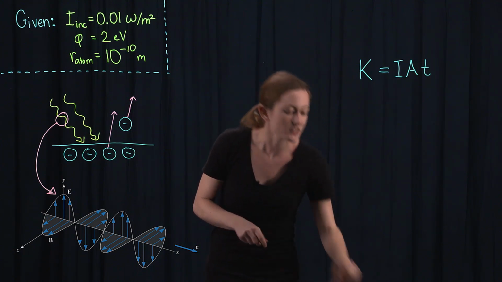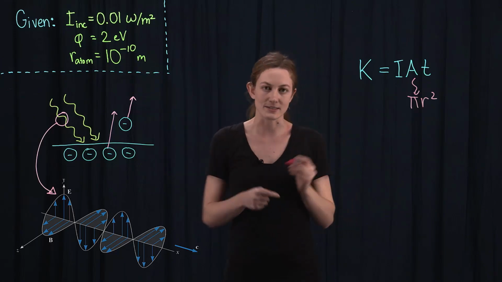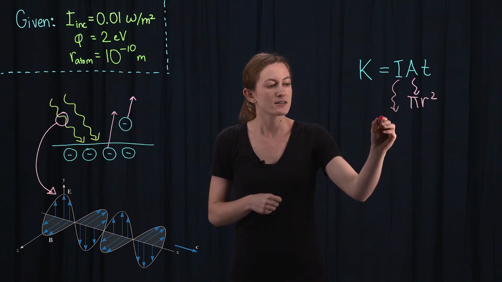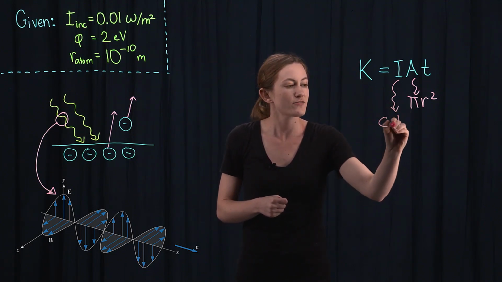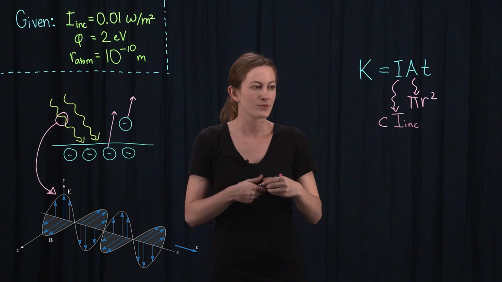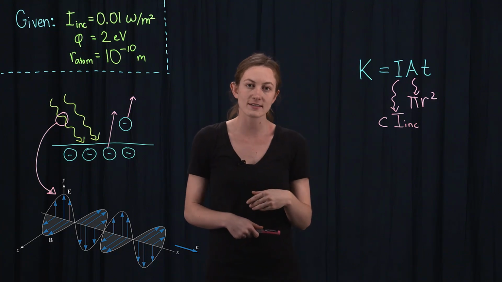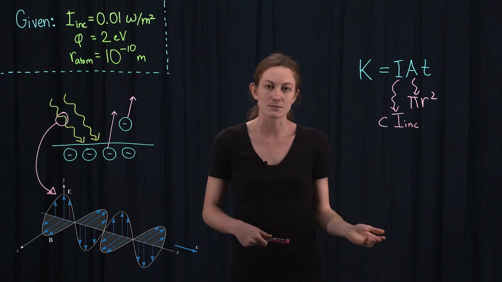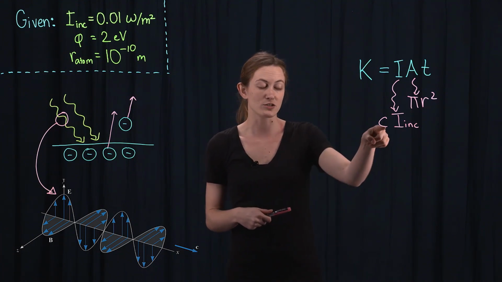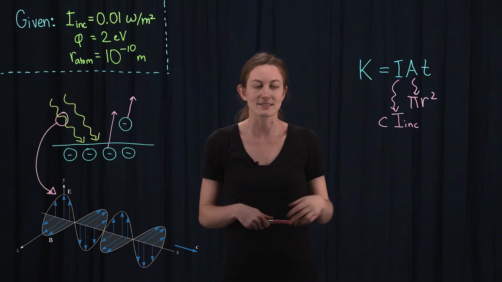where this cross-sectional area is just pi r squared, and we're given the radius of the atom to use in the problem statement. And this intensity is the absorbed intensity, and more generally, it'll be given by some number c times the incident intensity, where c is some number between 0 and 1. So it would be 1 for perfect absorption of the incident light, but less than 1 for less than perfect absorption. Now in the problem statement, we're not told anything about an absorption percentage, so we're just going to assume c equals 1, so that this absorbed intensity is the same as the incident intensity.